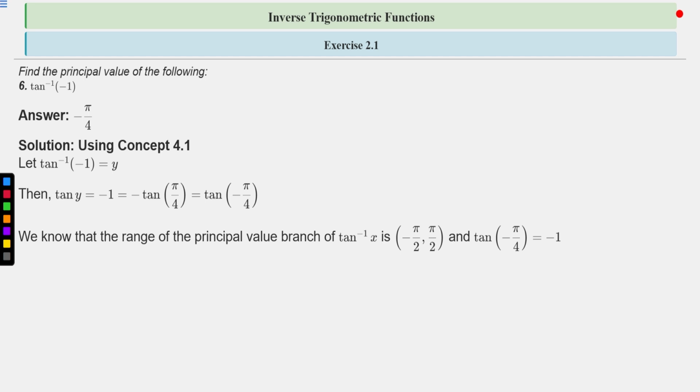Now we know that the range of the principal value branch of tan inverse is basically minus pi by 2 to pi by 2, right? And tan of minus pi by 4 is minus 1, right? Clear? And minus pi by 4 is basically lying between minus pi by 2 to pi by 2, right? Clear? Got it?